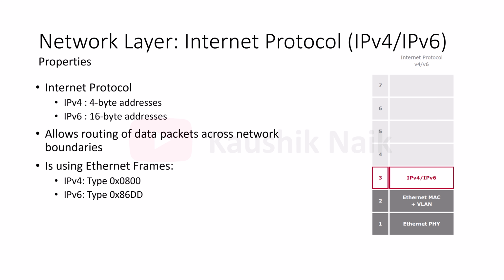Layer 3 is the network layer, which is also called the Internet Protocol layer. We have two types, which are IPv4 and IPv6. IPv4 is 4-byte addressing and IPv6 is 16-byte addressing. This layer allows routing of data across the network boundaries. Ethernet type will have the value 0x0800 for IPv4 and 0x86DD for IPv6.